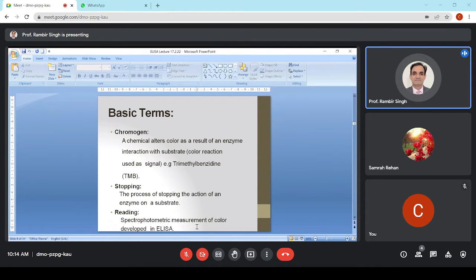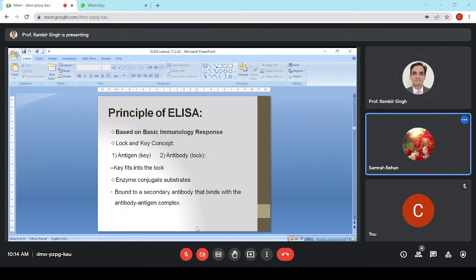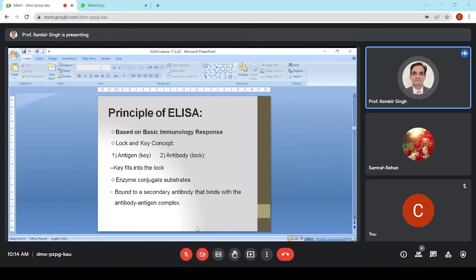Then the chromogen is a chemical material which works as a substrate for that enzyme. As a result of the addition of this substrate, there will be a colored reaction, and that colored reaction will be used for assessment of the quantity. Then the reaction can be stopped by addition of another substrate, and the reading can be taken in a spectrophotometer. So these are the basic steps of ELISA. Principle wise, it is a lock and key system, meaning we explore the immune reaction between antigen and antibody.